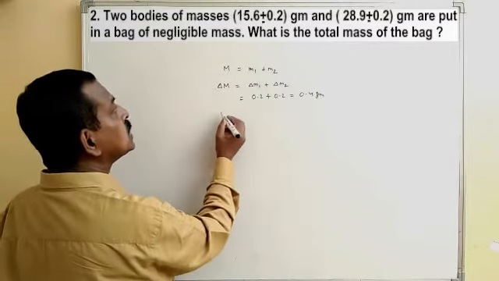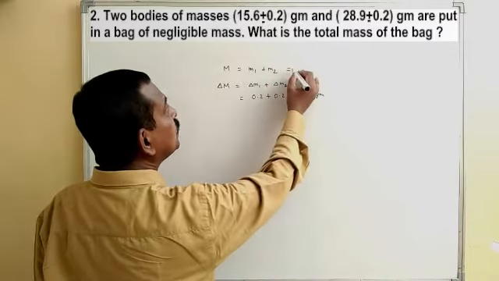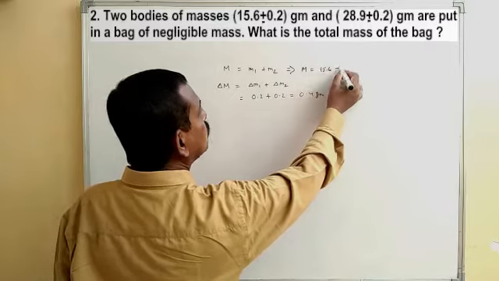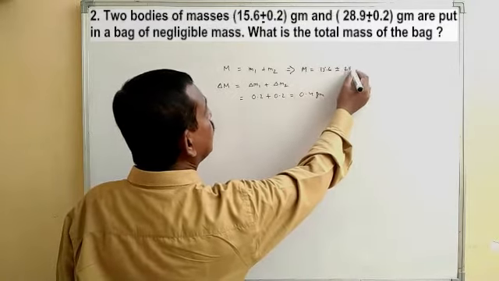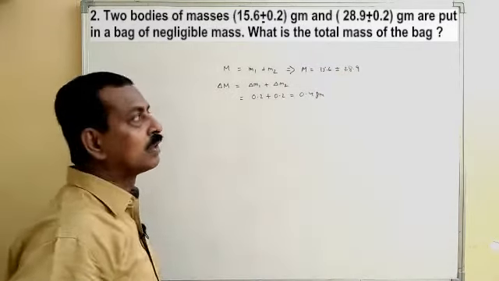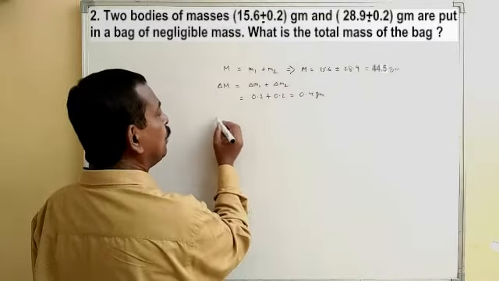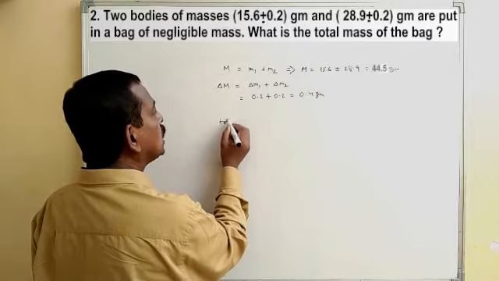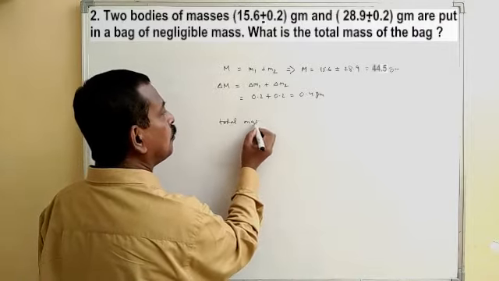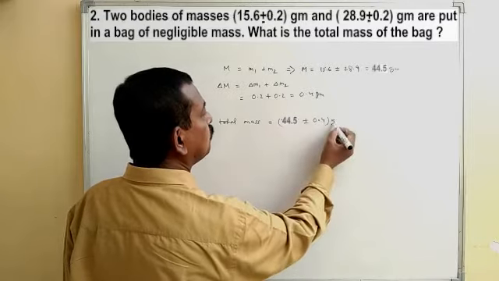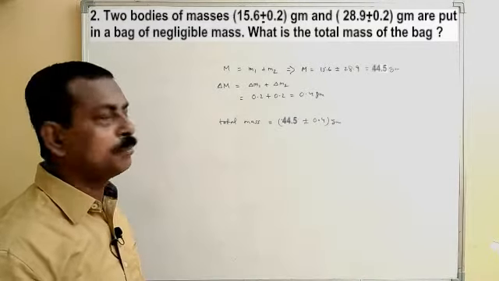Whereas for the mass, if I take M1 plus M2, this will give you the value 15.6 plus 28.9, and this is your final result, total mass, plus minus 0.4 gram. This is the total mass of the bag.